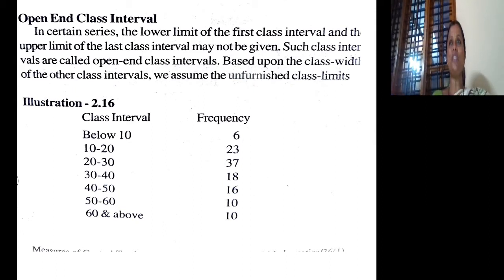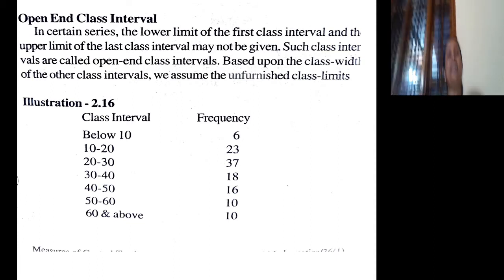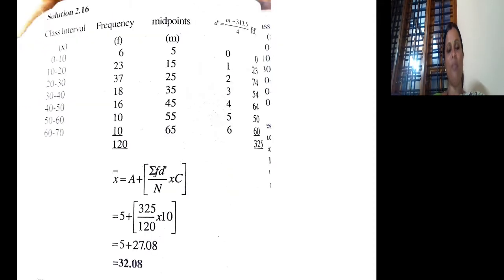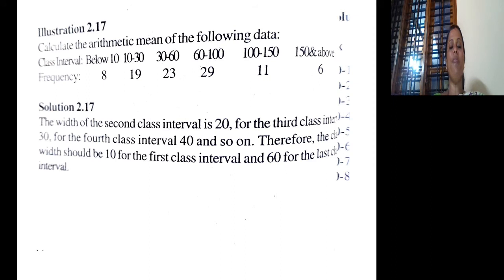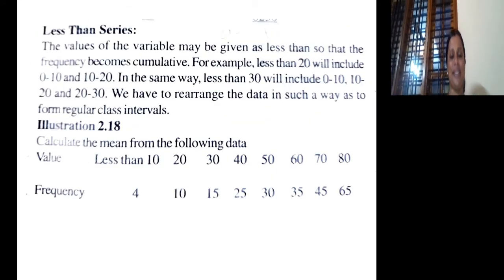In the last two sessions, we discussed in detail how to solve problems when they are given as open-end class intervals. We solved one problem where class width was the same, and a second problem where class width was not the same, meaning uniform class width was not given. Now we are moving towards less than series.